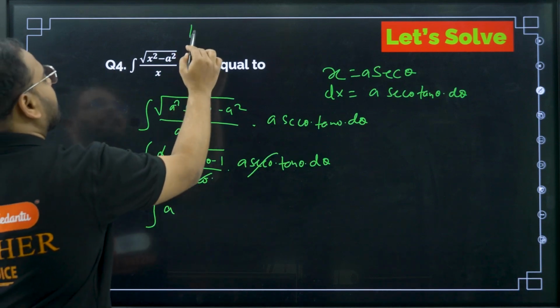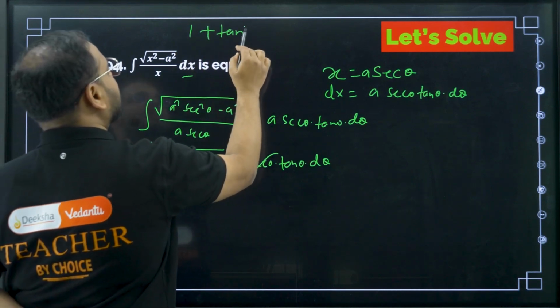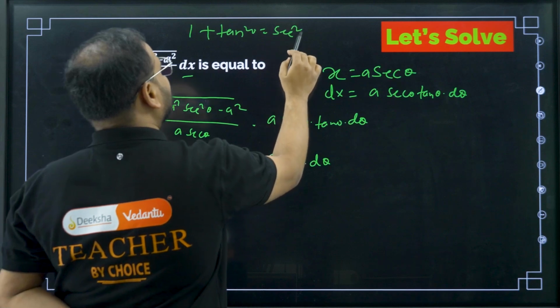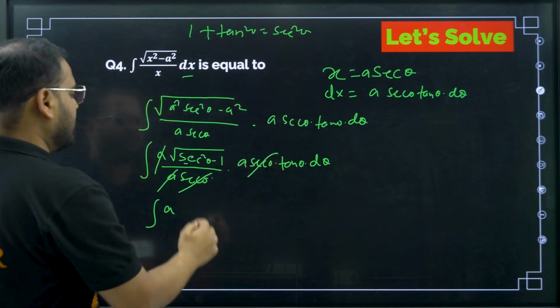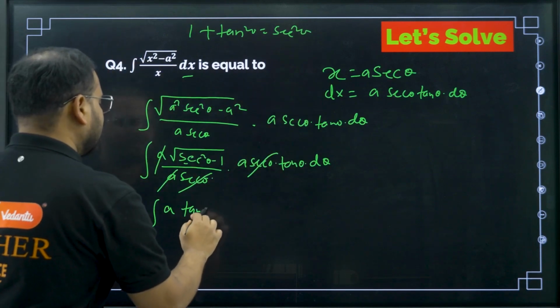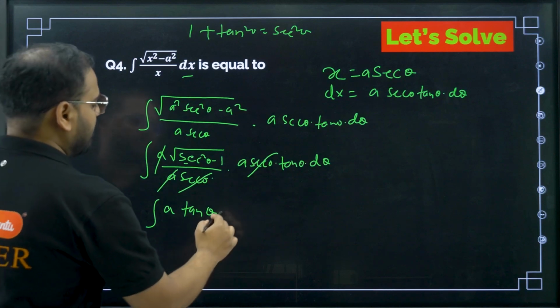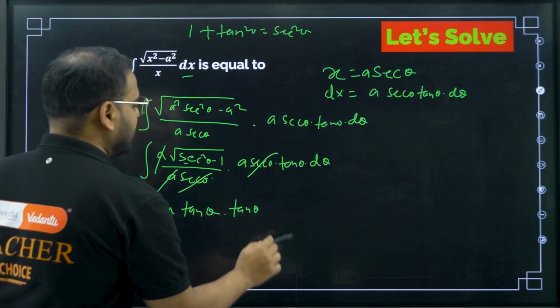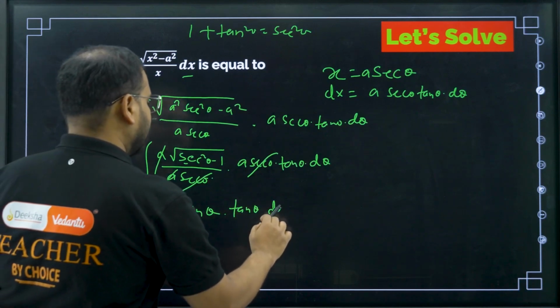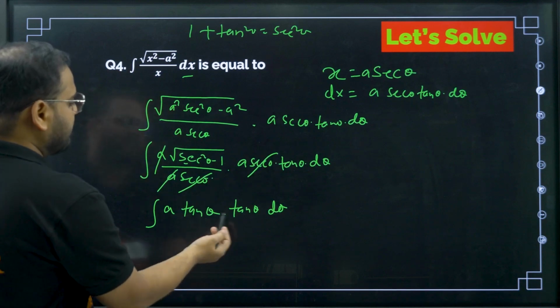1 plus tan square theta is sec square theta. It means sec square minus 1 is simply tan square theta, and in the root, simply tan theta. What is left now? Over here also tan theta d theta. What is this? A tan theta d theta.